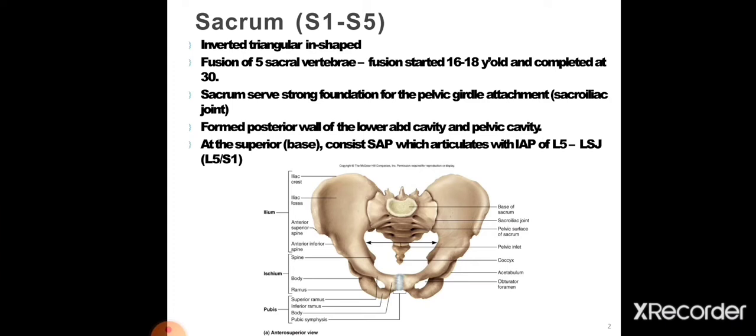The sacrum serves as a strong foundation for the pelvic girdle attachment, that is the sacroiliac joint. It forms the posterior wall of the lower abdominal cavity and the pelvic cavity. At the superior end, that is the base, it has a superior articular facet which articulates with the inferior articular process of L5 to form the lumbosacral joint at L5 to S1.